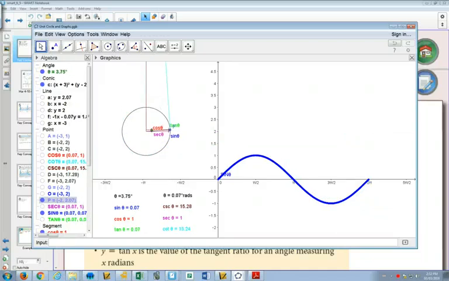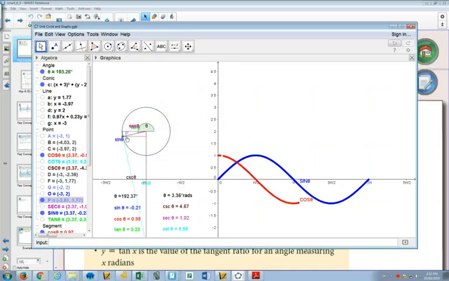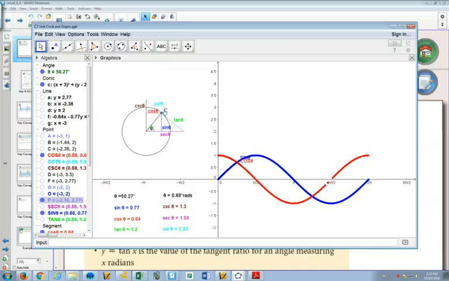If we wanted to see our cosine graph, cosine is the x-coordinate on our unit circle. At 0, our x-coordinate is 1. So our cos graph starts up here at 1. And as we go around, it has the same kind of shape as our sine graph, but it's just shifted over. So you can see cos is positive in quadrant 1, negative in quadrants 2 and 3, and then positive again in quadrant 4. So that's where we're going to start.